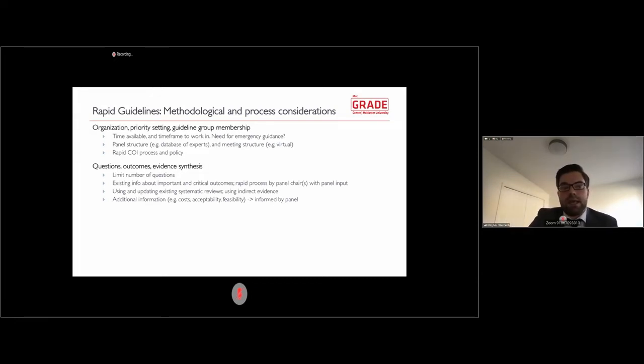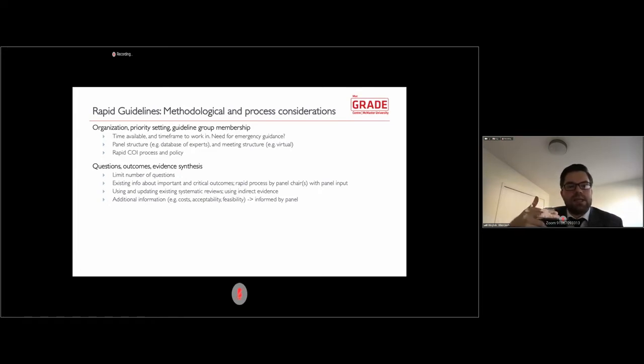In terms of conducting systematic reviews, we may rely on existing systematic reviews and update those to save time on the evidence synthesis step of guideline development. And there's specific methods and a presentation from Dr. Adrian Stevens from the TI Methods series that covered rapid systematic reviews.